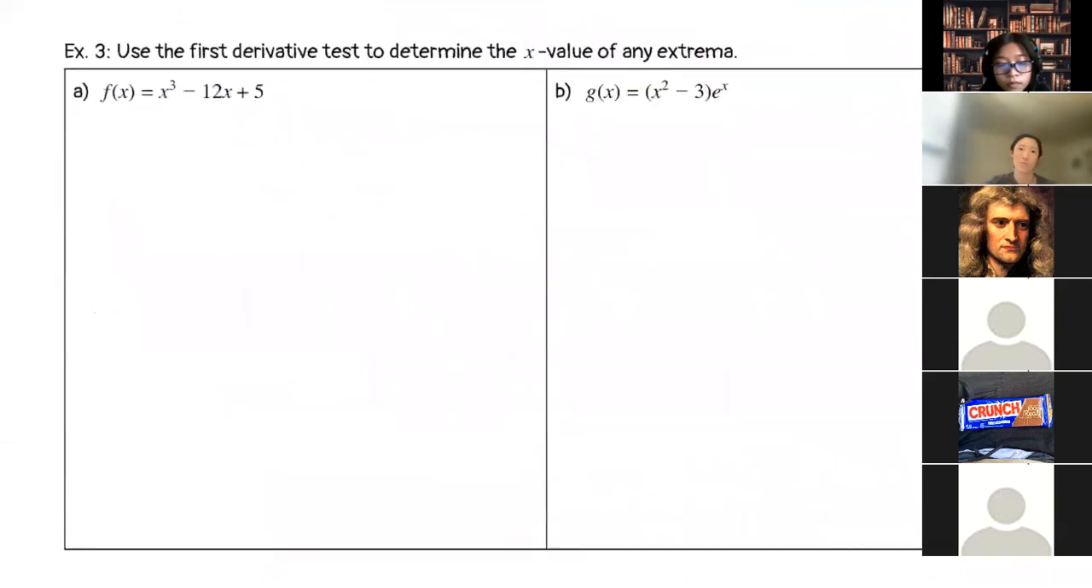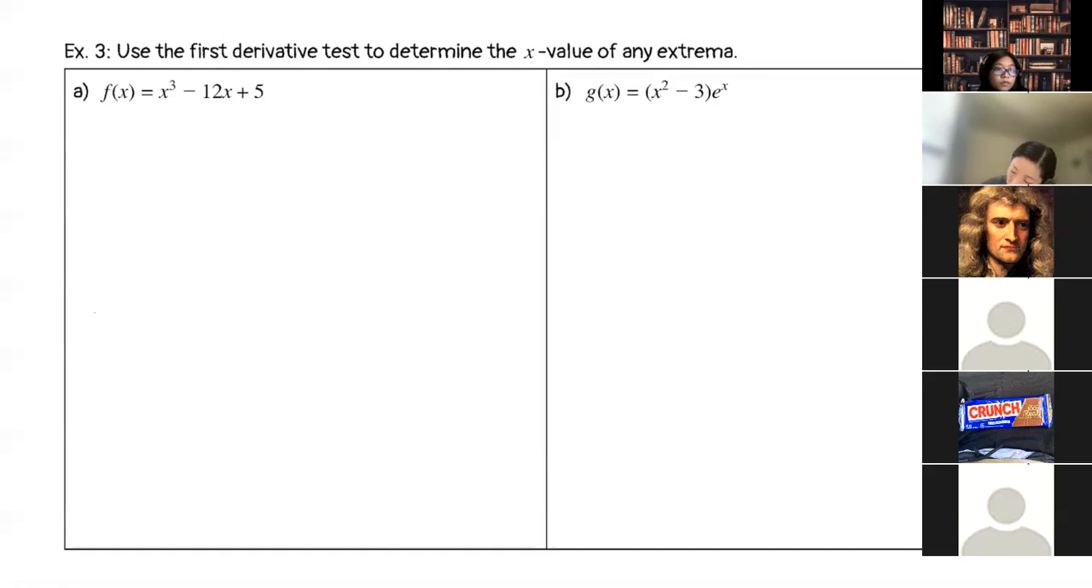All right, so example 3 sort of brings it back down a little bit. All it says is use the first derivative to determine the x value of any extrema, okay? And so all we're going to be doing here is going ahead and finding that first derivative, setting it equal to 0, and solving for the x value, okay? We don't need to do a number line. We don't need to do any of that. We're just looking for critical points, all right? So let's do part B here, all right?